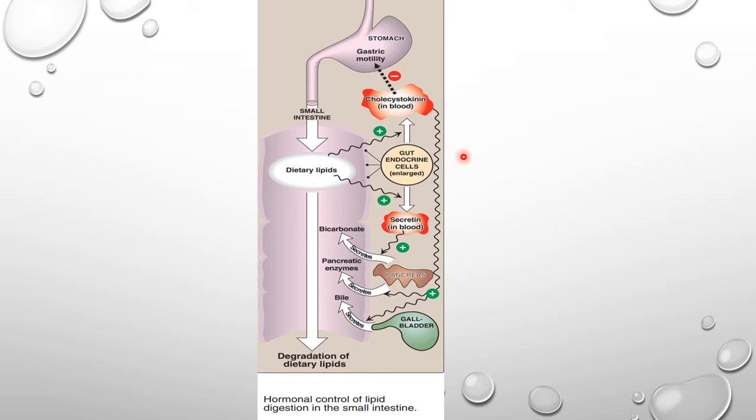This diagram is explaining how lipid digestion in the small intestine can be affected by hormones. So when dietary lipids arrive in the small intestine, they can stimulate the release of two important hormones in blood. One is cholecystokinin and another is secretin. This cholecystokinin hormone can inhibit gastric motility, while it can increase the secretion of pancreatic enzymes from the pancreas and also the secretion of bile from the gallbladder, while the secretin hormone can stimulate the secretion of bicarbonate from the pancreas in order to neutralize the acidic chyme.